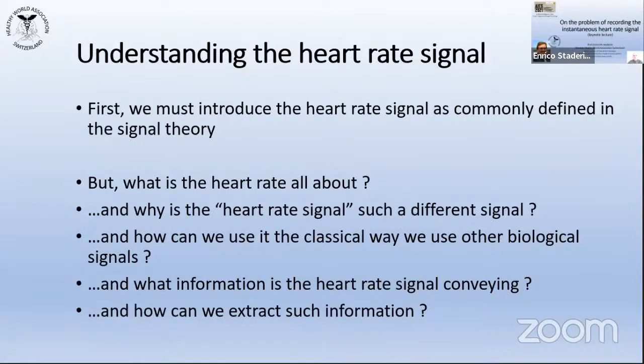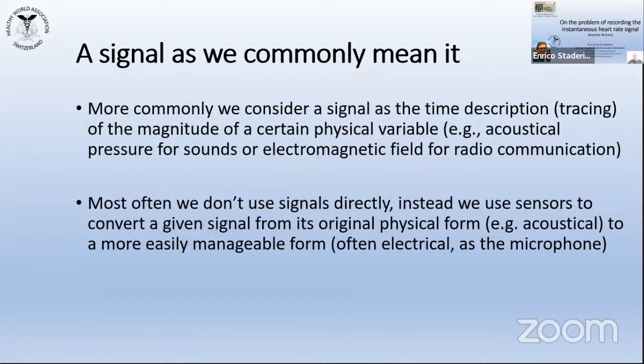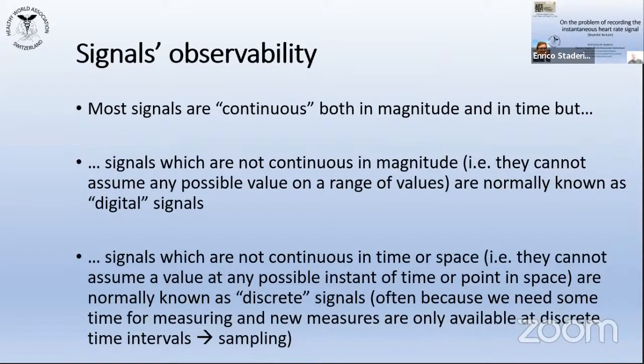Well, until now I just presented very simple things. I discussed what is the heart rate signal. And then I discussed what is a signal, the variation of the quality of a given phenomenon. Then I presented what is a signal commonly considered, and then the observability, what is an analog signal, which is the analog variation coming from a sensor. And then I discussed the continuous in magnitude and continuous in time or space. And so I consider that if the signal is not continuous in magnitude, that is a digital signal. And if the signal is not continuous in time or space, it's a discrete signal.